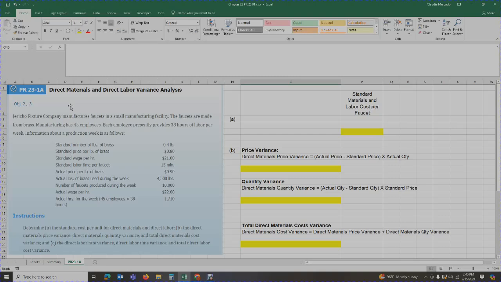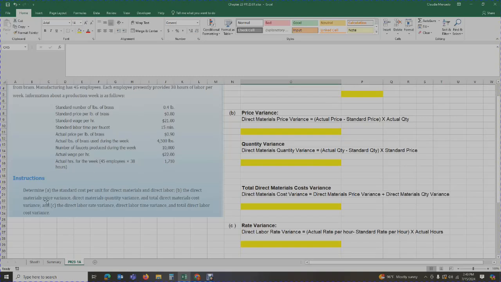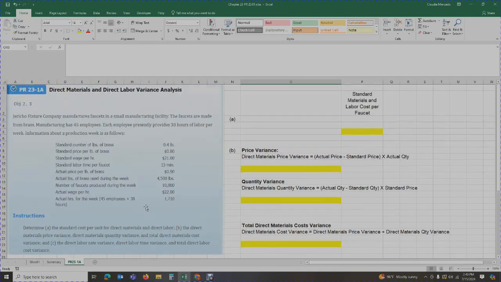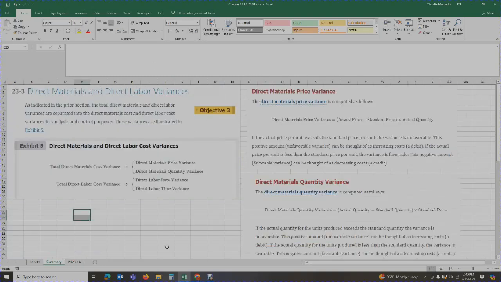Okay. Now, using all of that information provided, we have to A, determine the standard cost per unit for direct materials and direct labor. B, the direct materials price variance, the direct materials quantity variance, and the total direct materials cost variance. And letter C, the direct labor rate variance, the direct labor time variance, and the total direct labor cost variance. Okay, so all of that information is going to be covered in this one problem. And I'm going to go section by section.